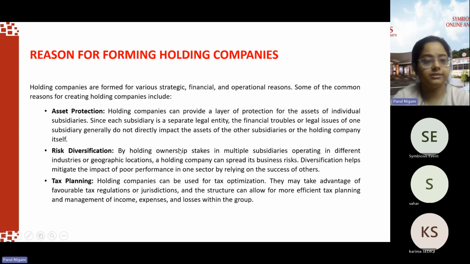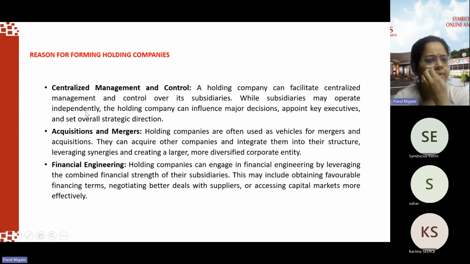So these are basically the reasons. There are a few more reasons, like centralized management and control, where a holding company can facilitate centralized management and control over subsidiaries. For example, Reliance Limited is controlling all of its subsidiaries and it has one company which is holding the entire group. So there's centralized management and control.